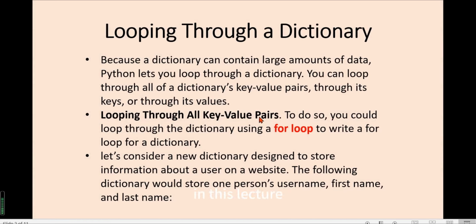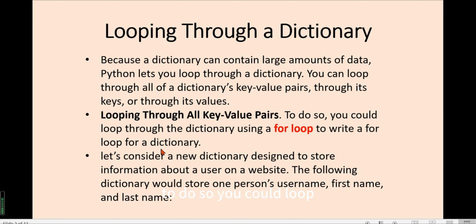In this lecture, we will talk about looping through a dictionary. Because a dictionary can contain large amounts of data, Python lets you loop through a dictionary. You can loop through all of a dictionary's key-value pairs, through its keys, or through its values. First, let's look at looping through all key-value pairs.